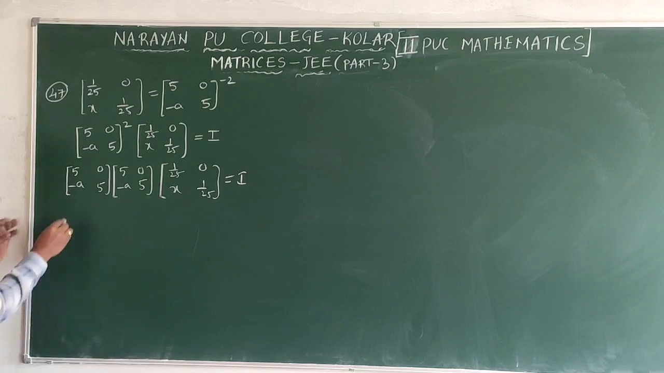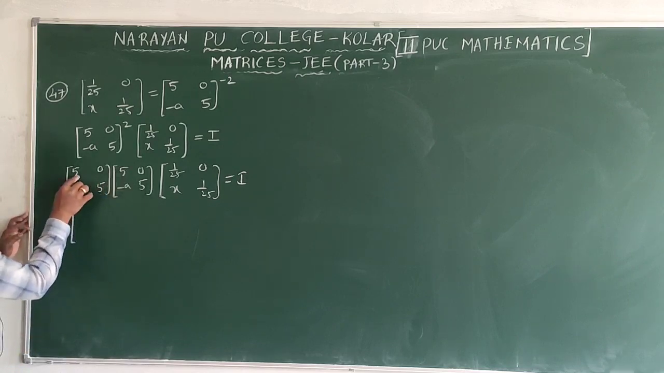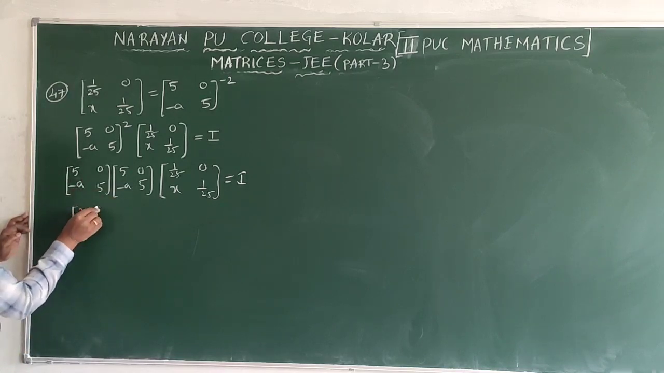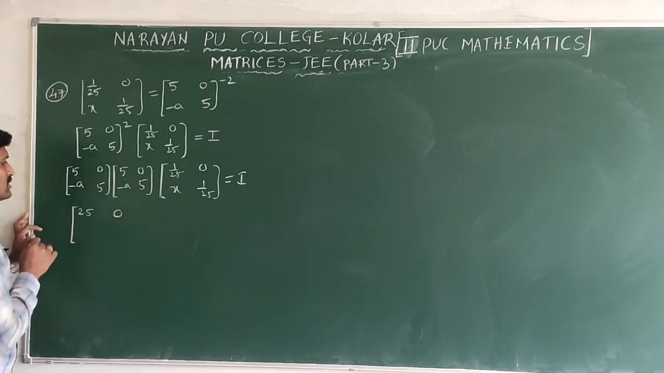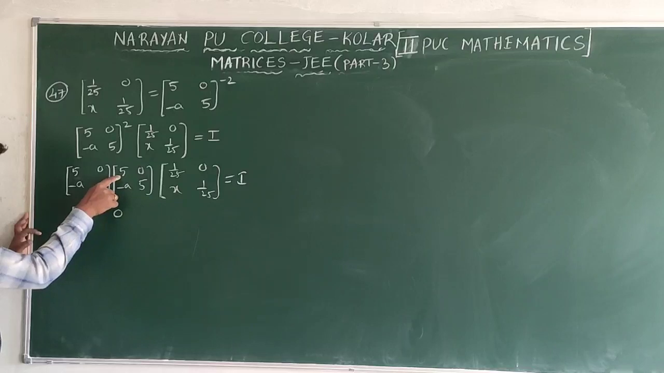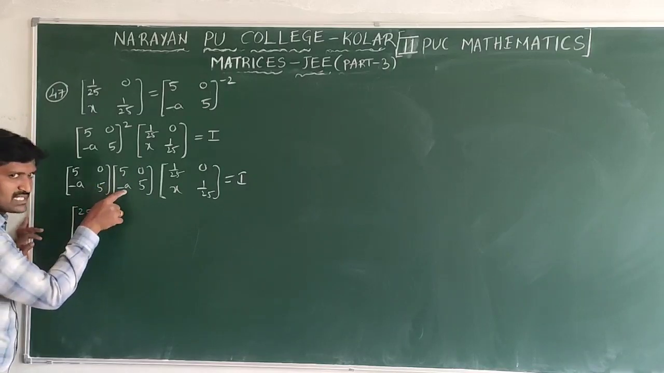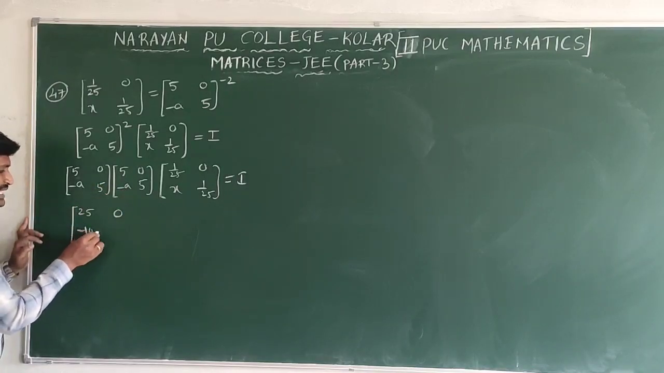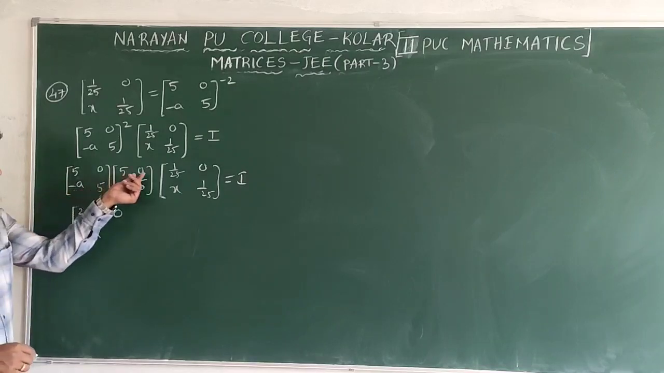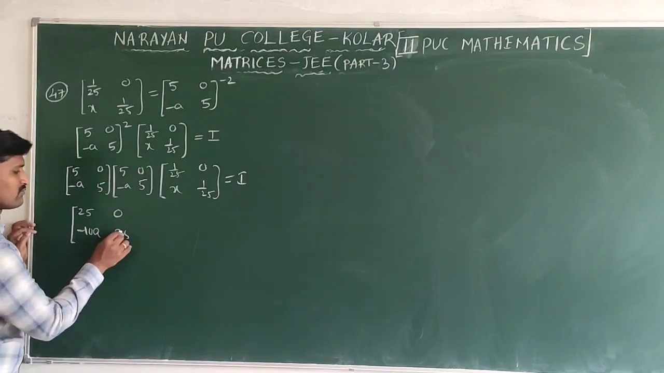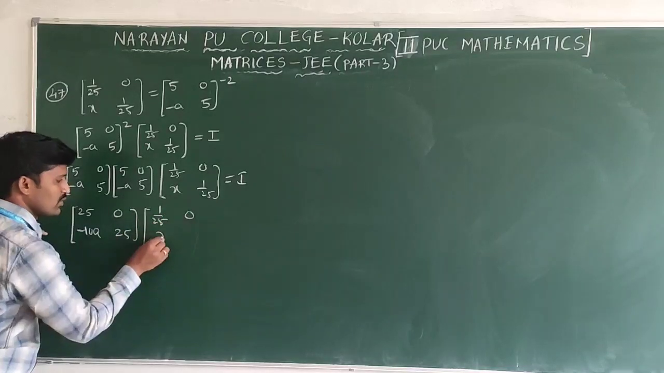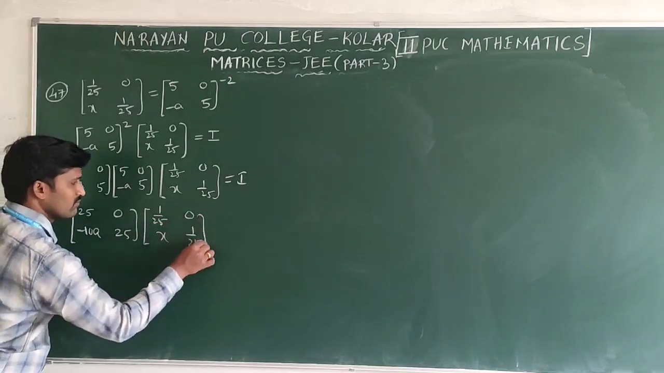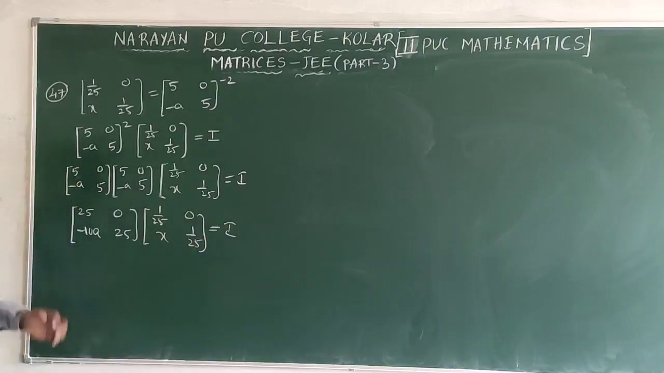First multiply these two matrices. First row with first column: 5 into 5, 25, minus 0, leave it. 5 into 0, 0, 0 into 5, 0, so 0. Minus a into 5, minus 5a, minus 5 into minus a, minus 5a, total minus 10a. Next, minus a into 0, 0, 5 into 5 is 25. Into what remains: [1/25, 0; x, 1/25] equal to identity matrix.